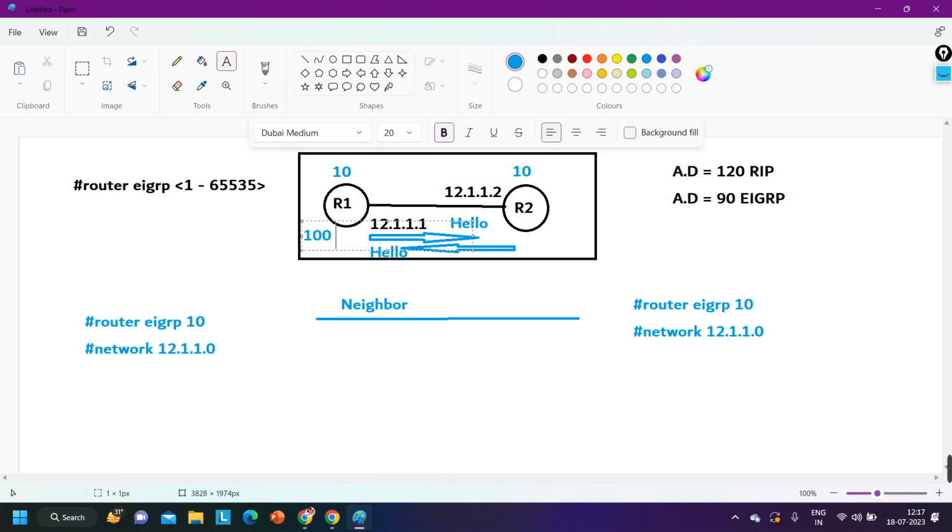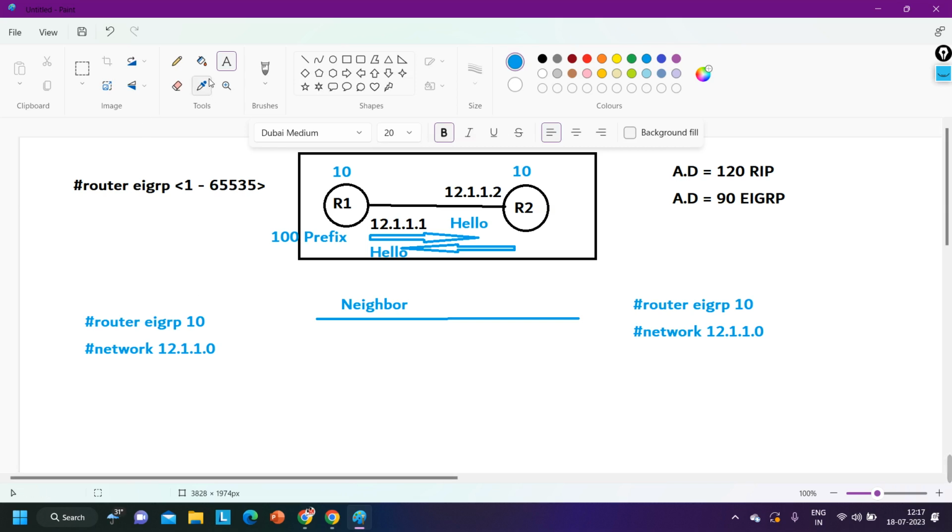So it will share these 100 prefixes with its neighbor. So an EIGRP router shares prefixes with its neighbor only, not directly to the router. If we discuss the RIP routing protocol, guys, when we enable RIP, routers directly send update messages. In that update message, it is sharing network information. But in the case of EIGRP, first the routers become neighbors and the router shares network information with its neighbor only. Getting my point? Yes.